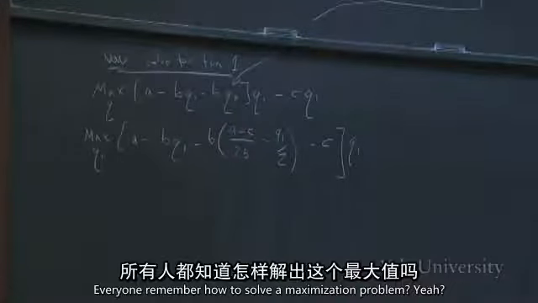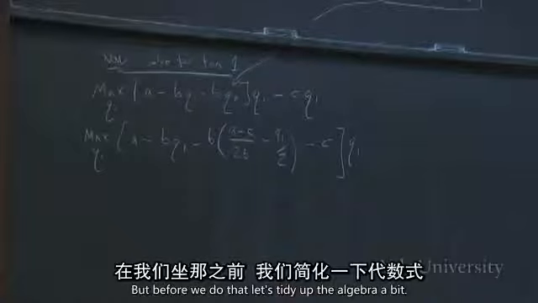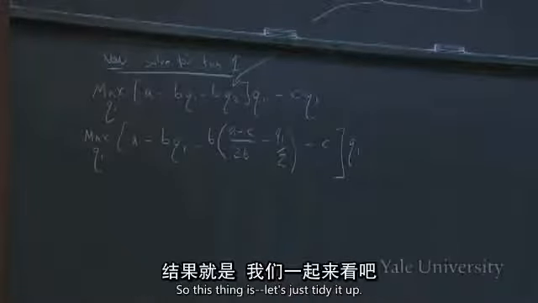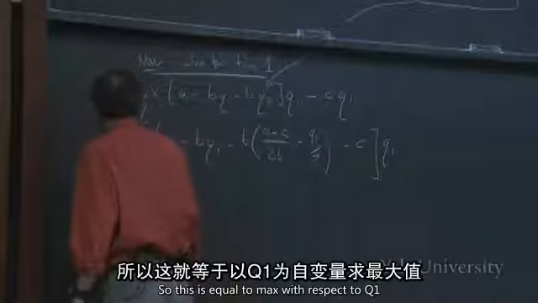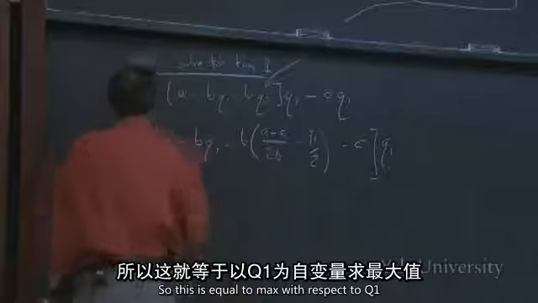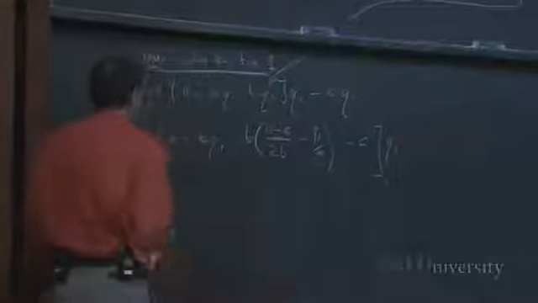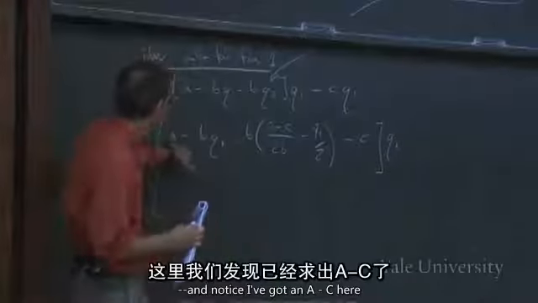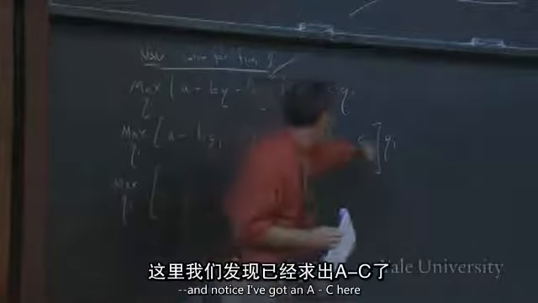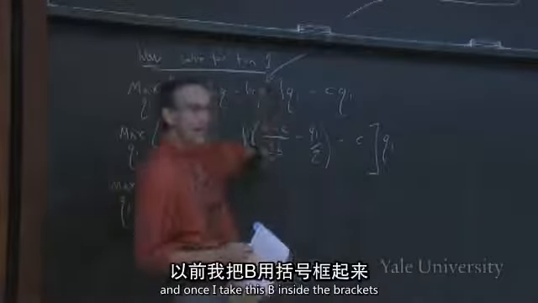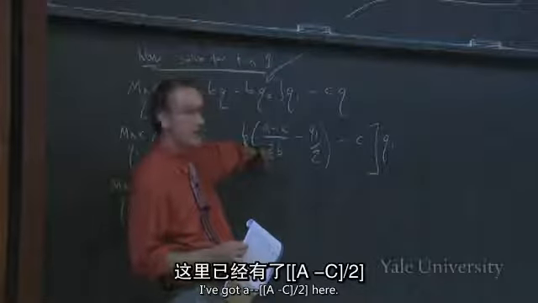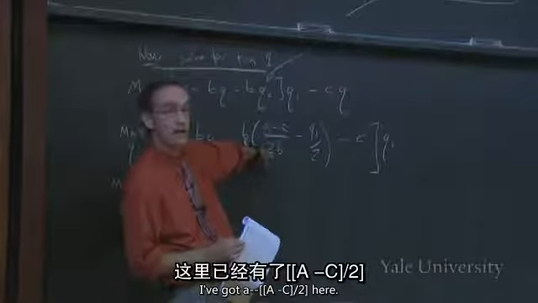Everyone remember how to solve a maximization problem? But before we do that, let's tidy up the algebra a bit. So this is equal to the max with respect to Q1. Notice I've got an A minus C here, an A minus C here, and once I take this B inside the bracket, I've got a minus (A minus C) over 2 here.